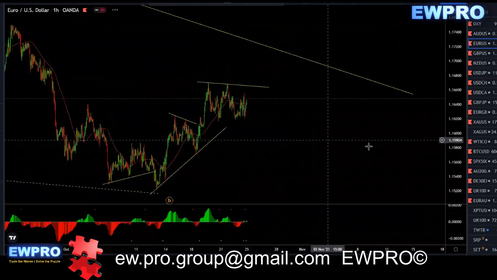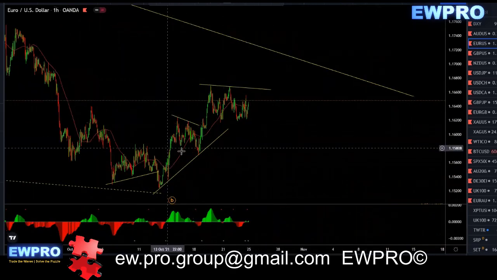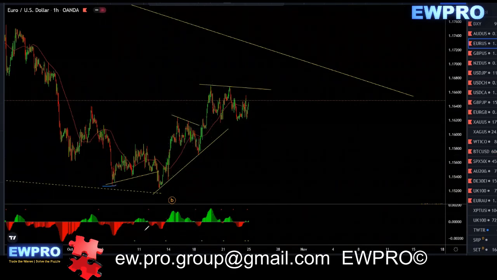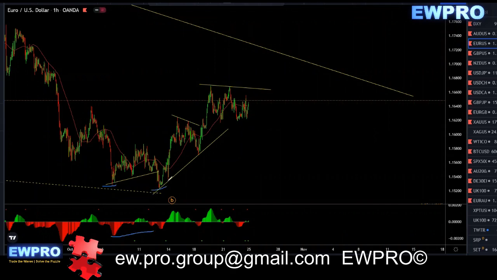On the H1, it's very choppy. This was the setup here last week. I said you could look for this, it was looking really good. It never went. We had that bullish divergence. We had this nice correction here.